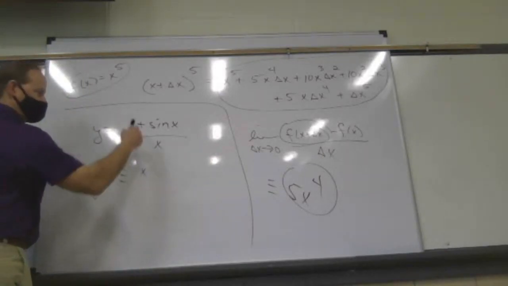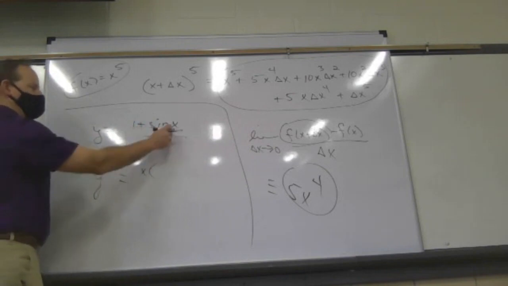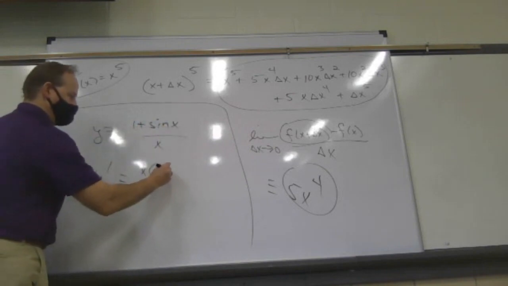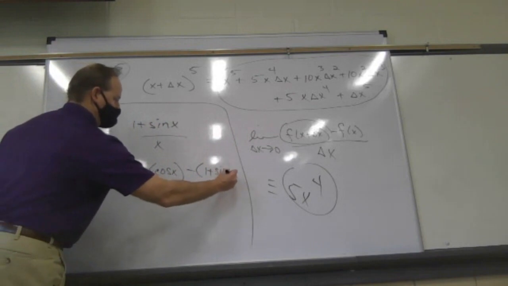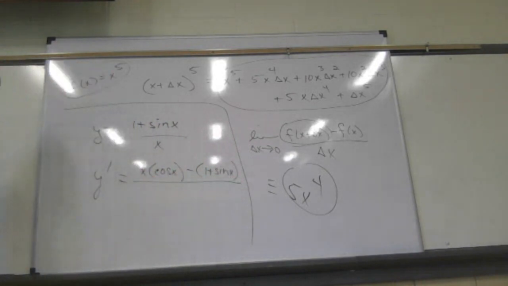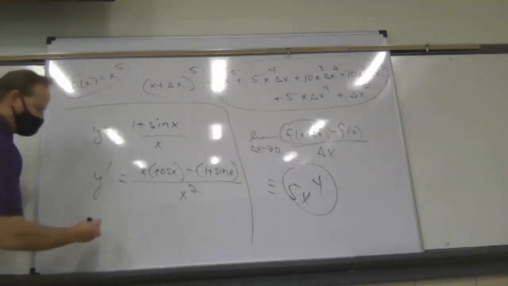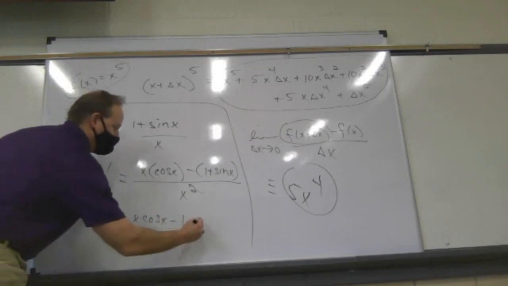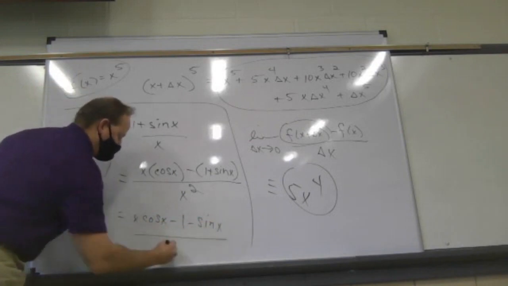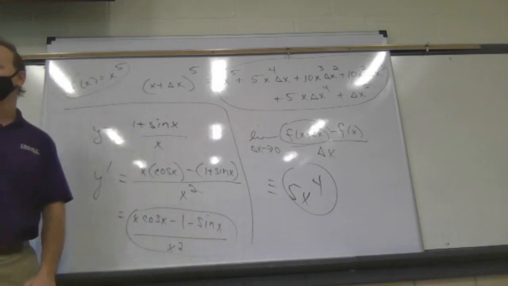So it's bottom times the derivative of the top: the derivative of the sum, 0 plus the derivative of sine, which is cosine, minus the top, 1 plus sine x, times the derivative of the bottom, the derivative of x with respect to x, which is 1, all over the bottom squared, right? So we got that. Then I multiply it out. I got x cosine x minus 1 minus sine x all over x squared. There you go. And just check the answers in the back of the book.